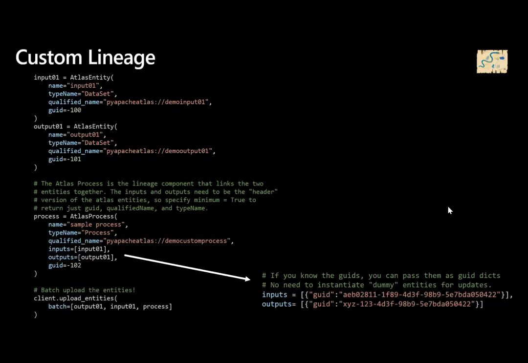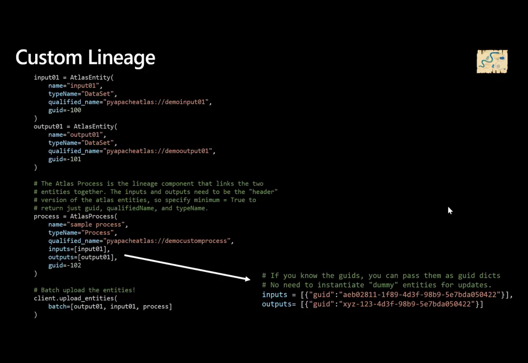So how do we actually create custom lineage? In this case, we're going to create three entities. One is an input, one is an output, one is a process. You'll see that the process entity looks very much the same as a regular entity, and the only difference is that we're going to have an input and an output.